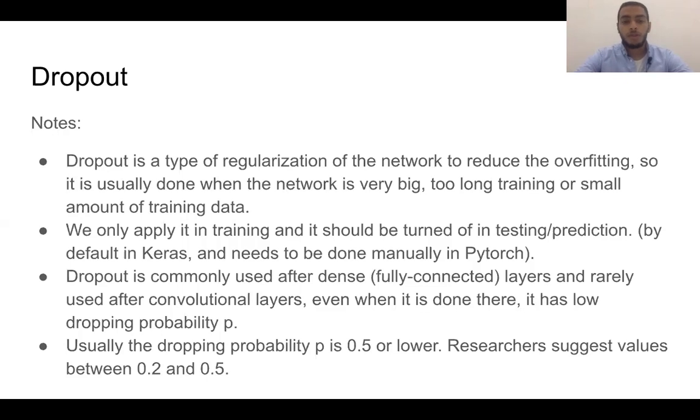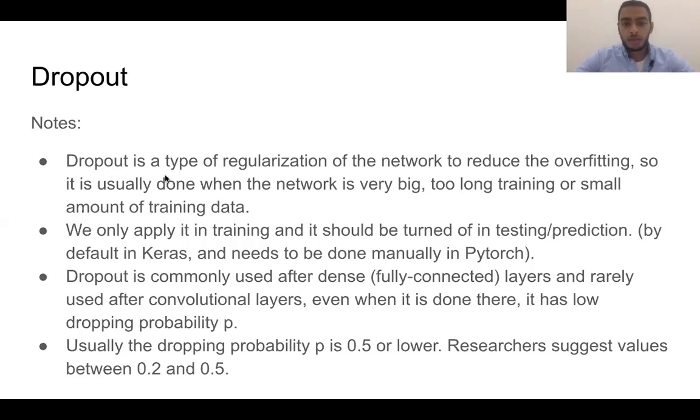Dropout is commonly used after the dense layers, or the fully connected layers, but it's rarely used after the convolution layers. And when it's done, it has a very low dropping probability. Usually the dropping probability p is 0.5 or lower. The researchers basically suggest values between 0.2 and 0.5.